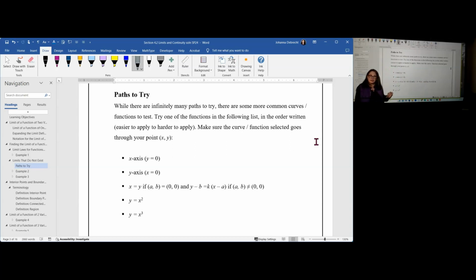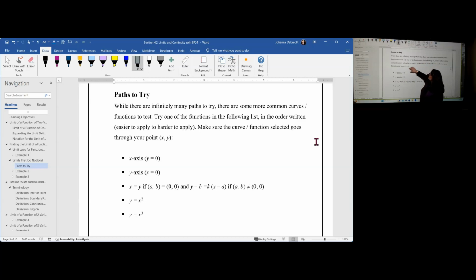However, from a practical standpoint, we tend to use the same kinds of functions over and over. And here are the functions we typically use. We'll start with the x-axis, which is the simple horizontal line y equals 0. Now, we can only apply this one provided that it goes through the point xy. So if this horizontal line, which is the x-axis, does not go through my point xy, then I can't use it, right? What about the y-axis?